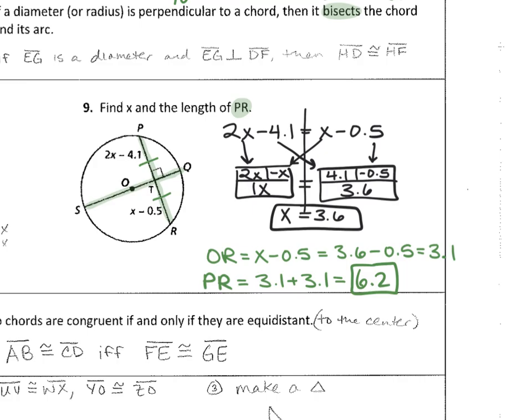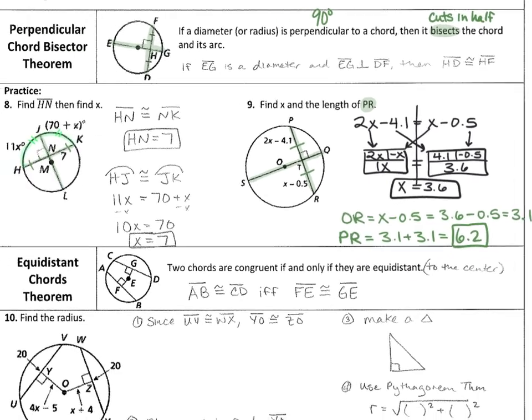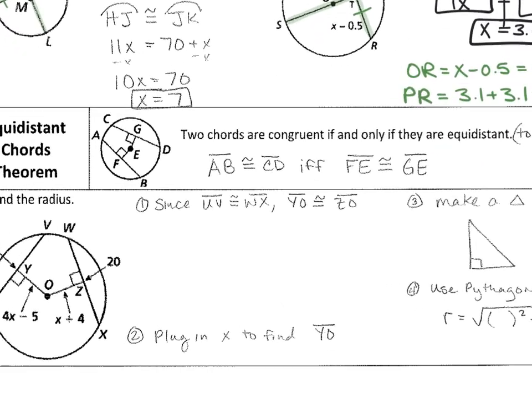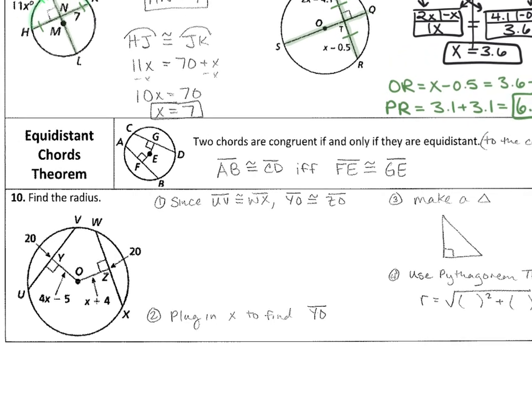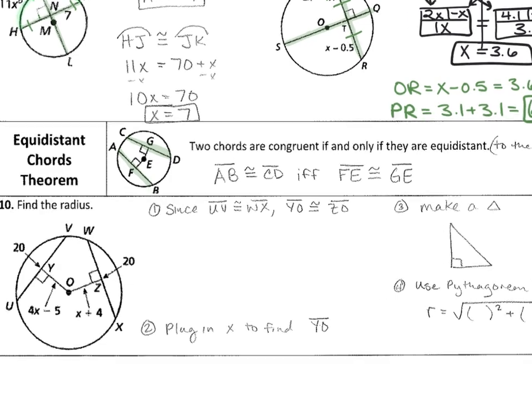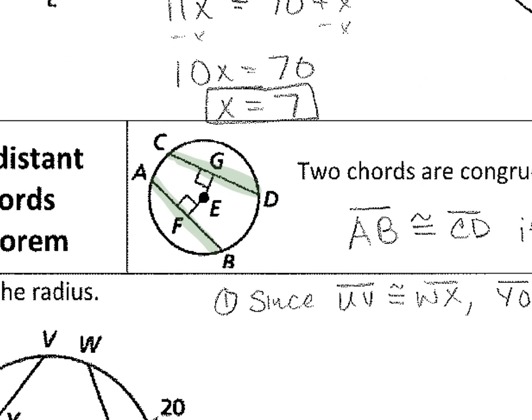Our last theorem here is called the equidistant chords theorem. The equidistant chords theorem says that if two chords are congruent, if and only if they are equidistant to the center. So we have these two chords. These two chords are going to be the same length if, and I'm going to zoom in to highlight here, if this little piece and this little piece are congruent. So we can put the little congruent things here, which force us to have congruent markings on my chords.